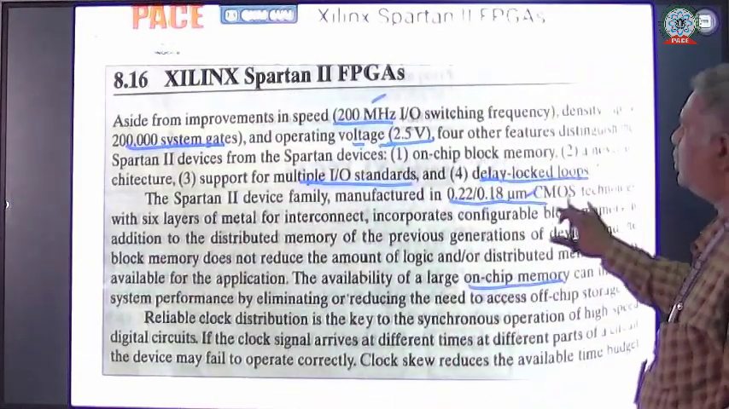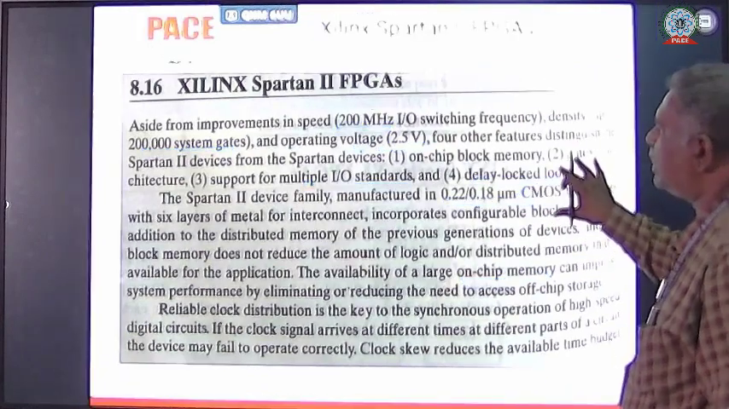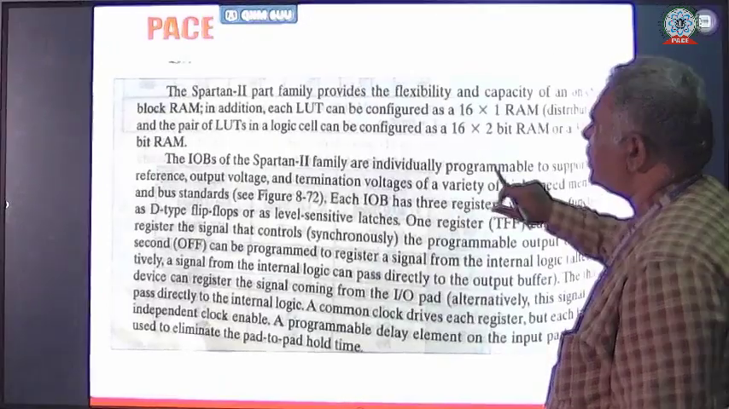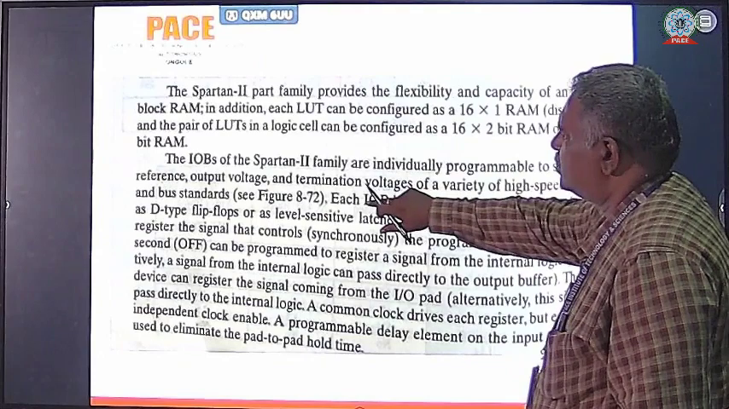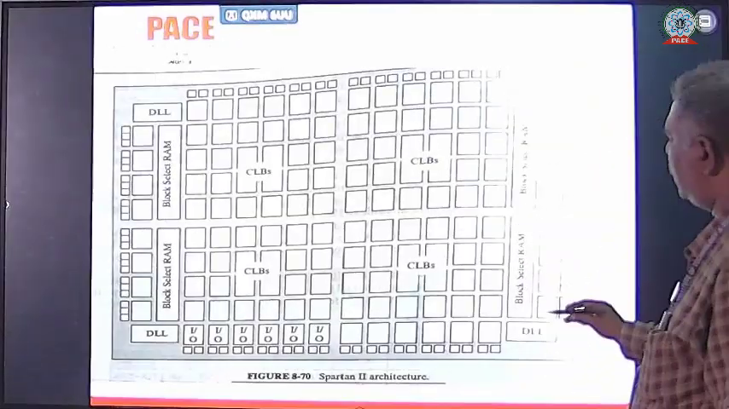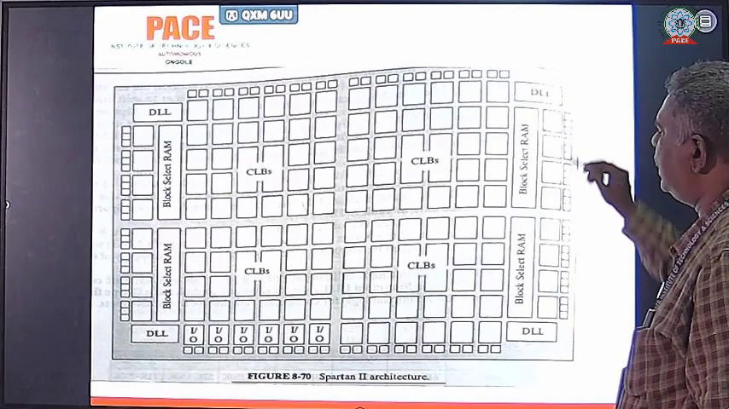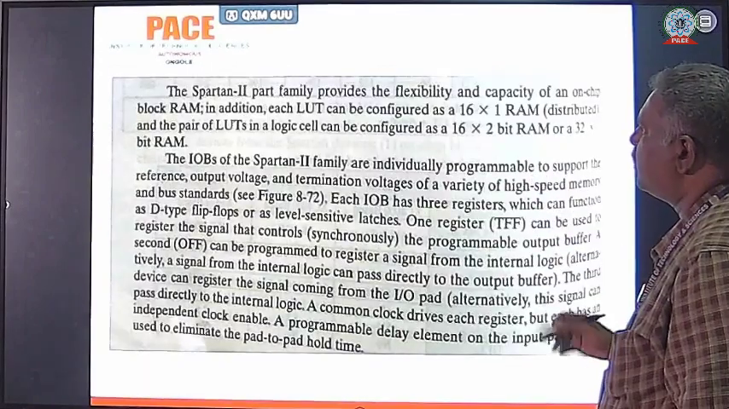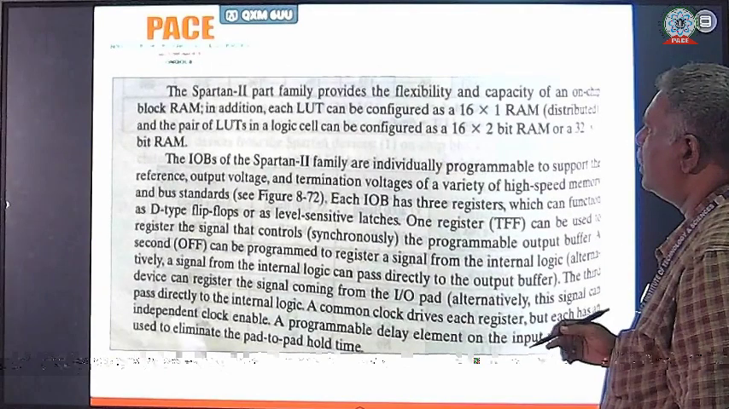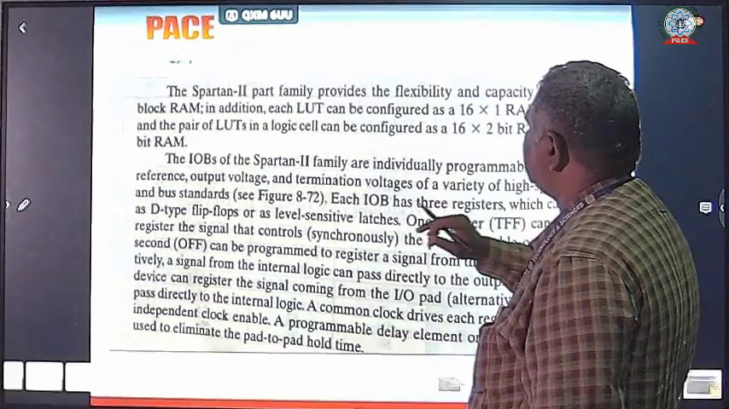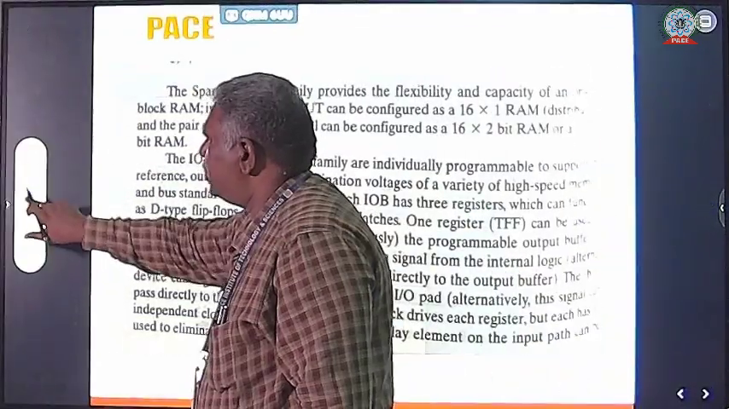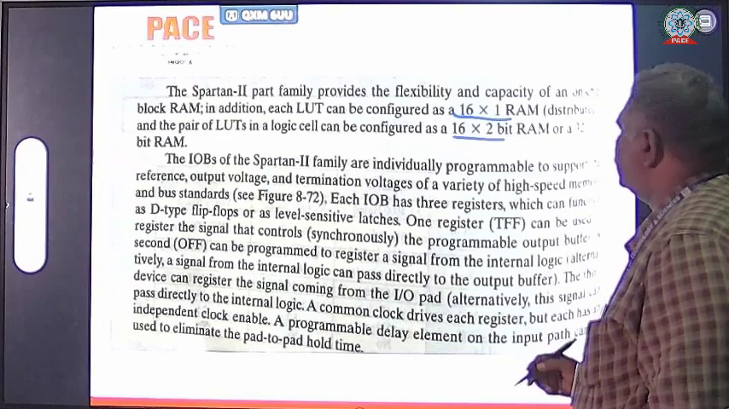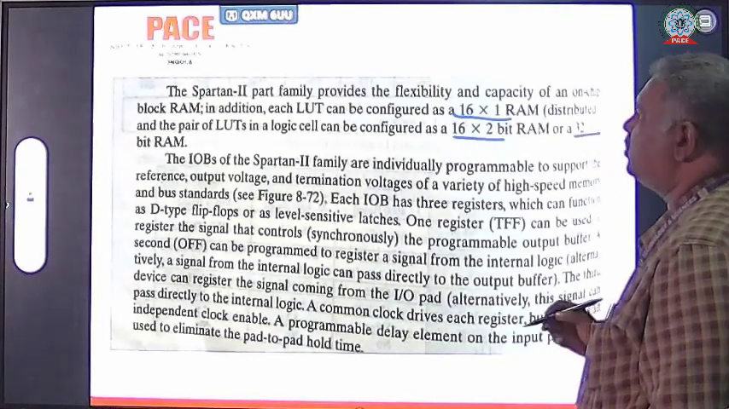Spartan 2 FPGA. And if you see the block diagram of this, how it is internally connected, this is a block diagram of all this. Additionally, we are going to have DLLs. This is the advantage of Spartan 2. The advantage is this: 16 into 1 RAM, 16 into 2 RAMs are going to be used, and 32 into 1 RAM is also going to be used.